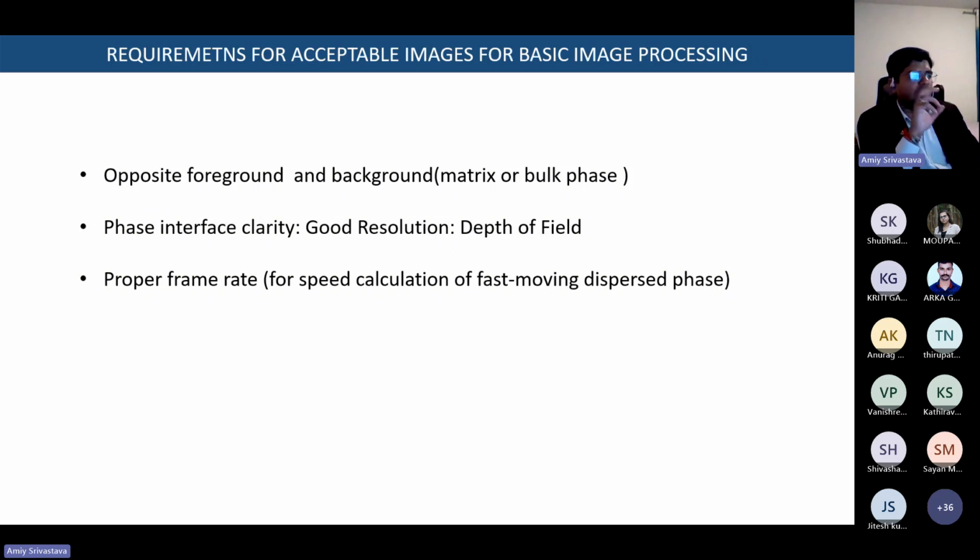Because I was talking all the time about good image quality. So what is good image quality? What do we call a good image quality? Okay, so what is happening here? Suppose you are trying to resolve multi-phase flows. In multi-phase flow, you should have at least two phases.